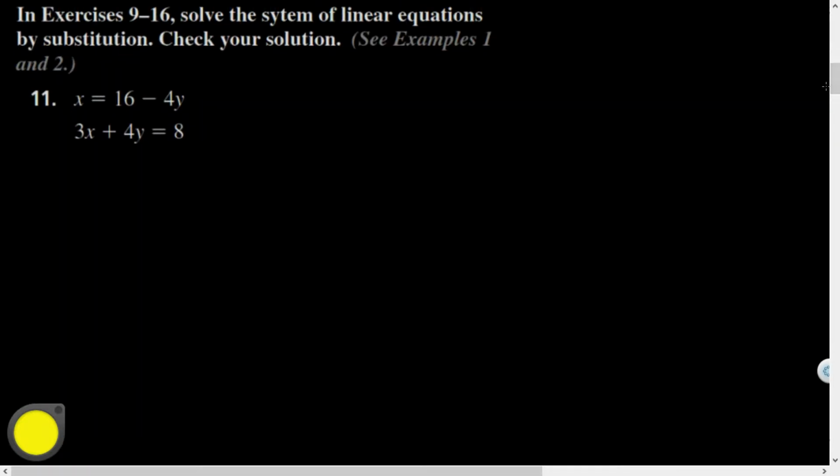Gentlemen. So, 11. Let's do 11 together. So, step 1 in solving by substitution is solve one of the equations for one of its variables, which, notice, step 1 is already done. This equation is solved for x. All right, so here's the big substitution part. That happens during step 2.